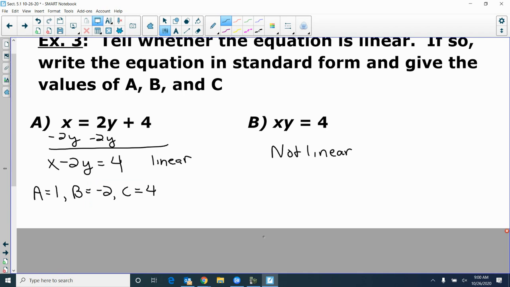All right, good. I need to see what you guys are seeing or not seeing. If it was x plus y equals 4, that's linear, because that's not being multiplied.